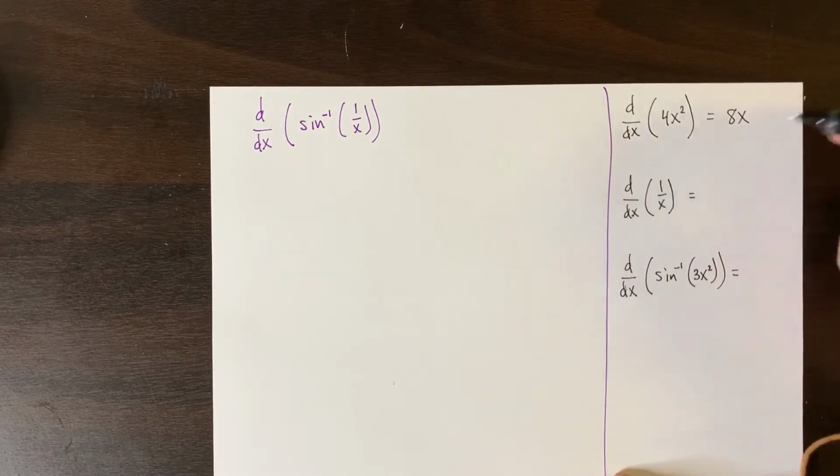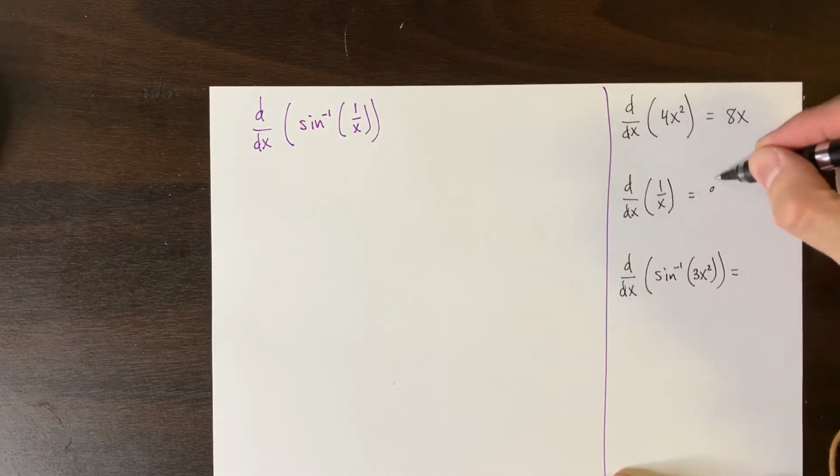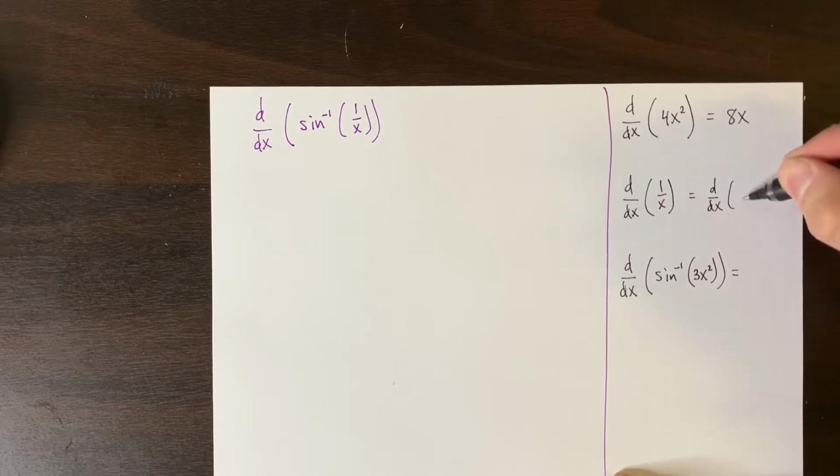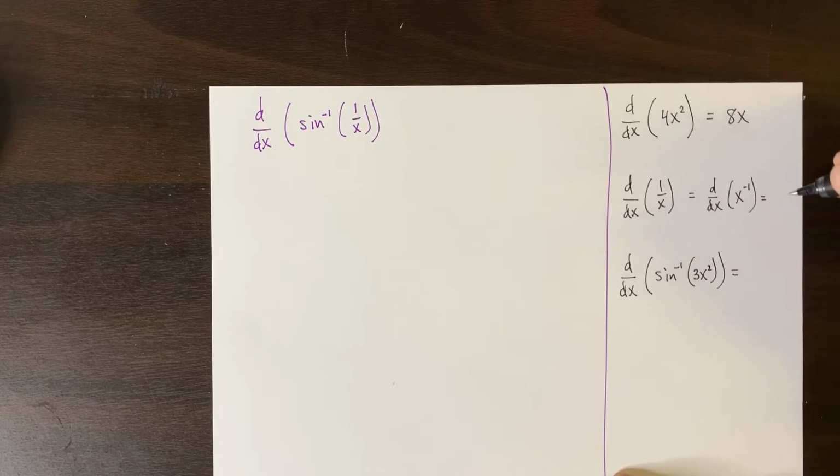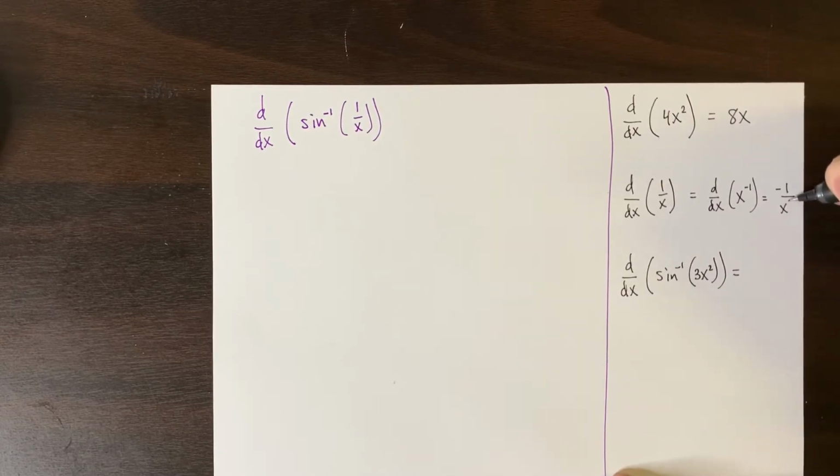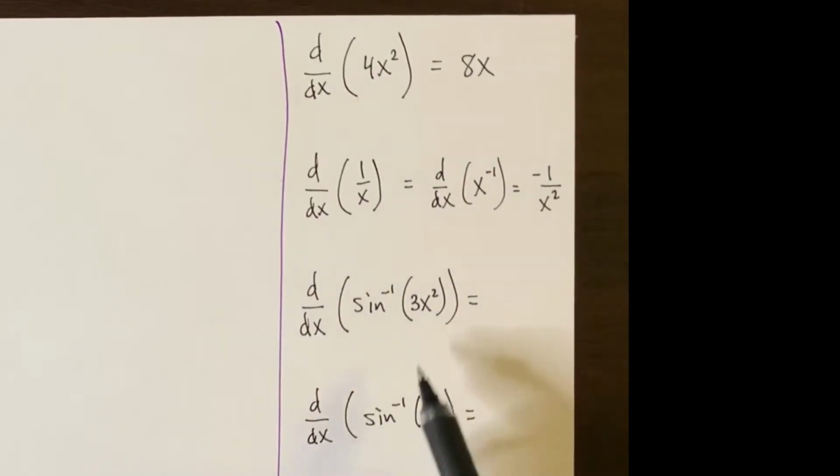How about the derivative of 1 over x? Well, I could rewrite this as x to the power of negative 1. And then by the power rule, that would be negative 1 over x squared, because it'd be negative 1, and then you subtract 1 from this, which is x to the negative 2, which becomes positive when you move it to the bottom. Now let me do this one real fast before we do this one.